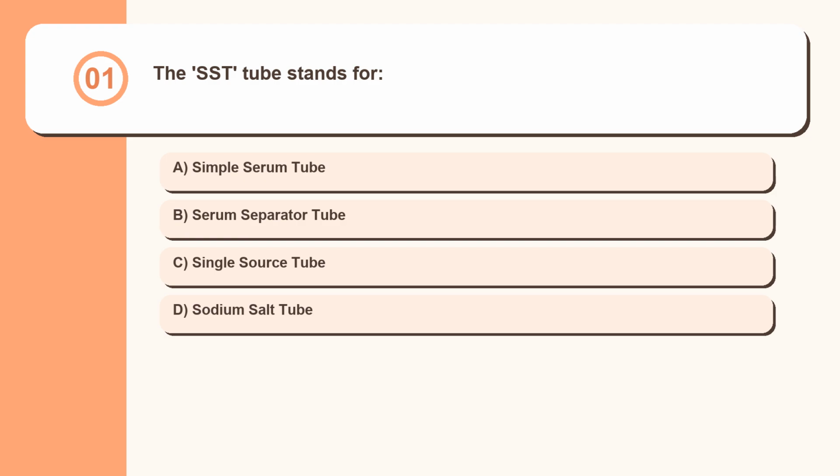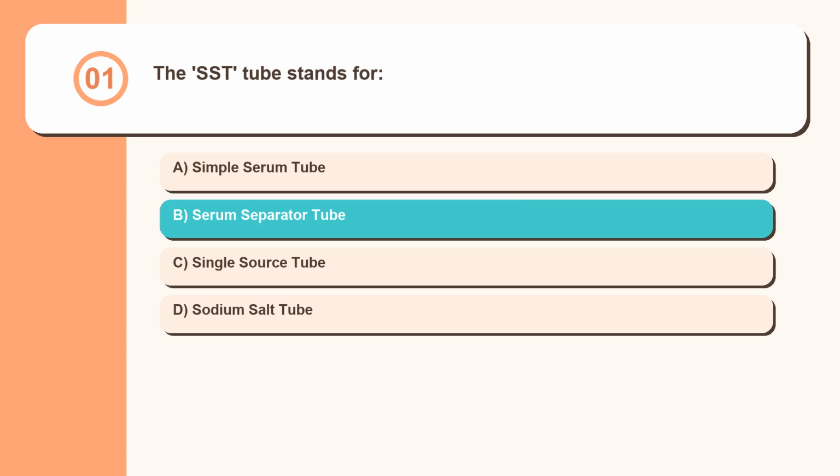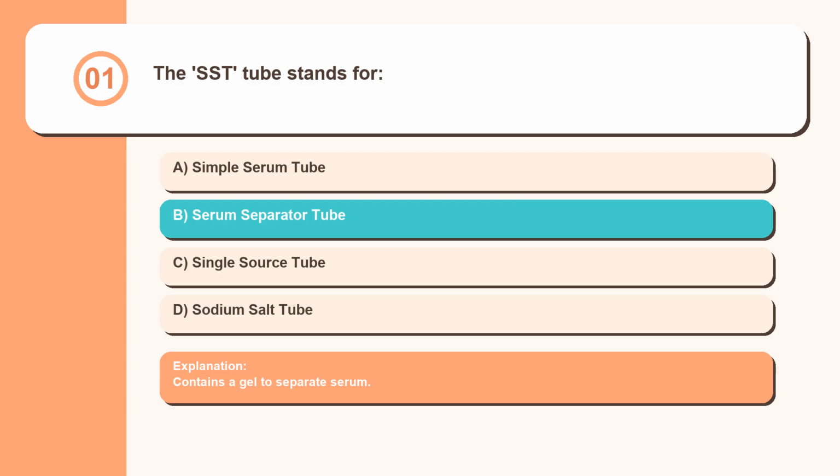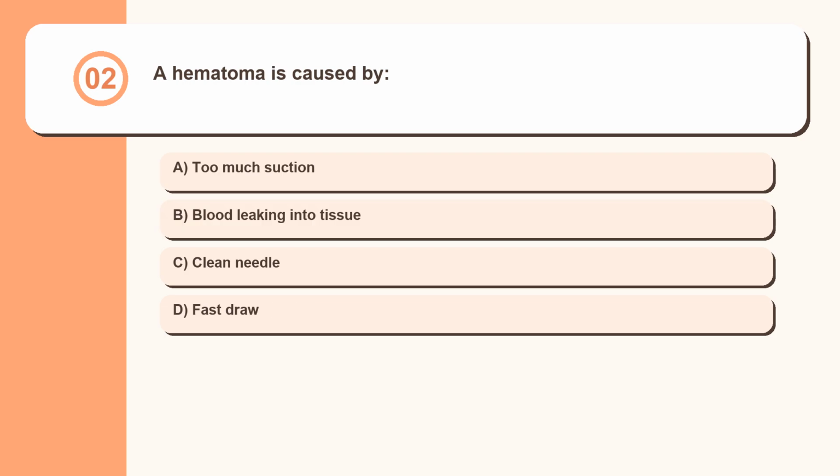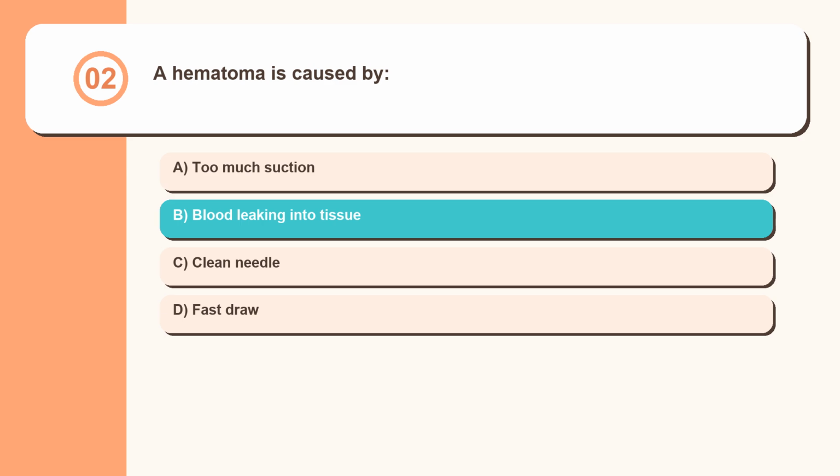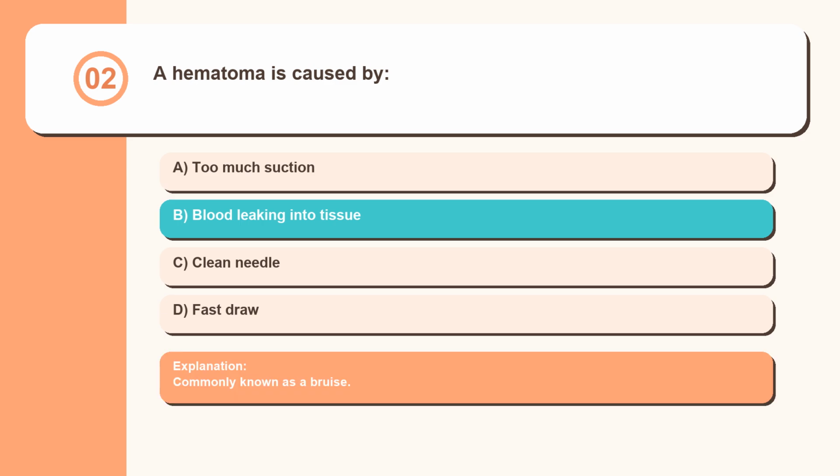Question 1. The SST tube stands for: Simple Serum Tube, Serum Separator Tube, Single Source Tube, Sodium Salt Tube. It contains a gel to separate serum. Question 2. A hematoma is caused by: too much suction, blood leaking into tissue, clean needle, fast draw. It is commonly known as a bruise.